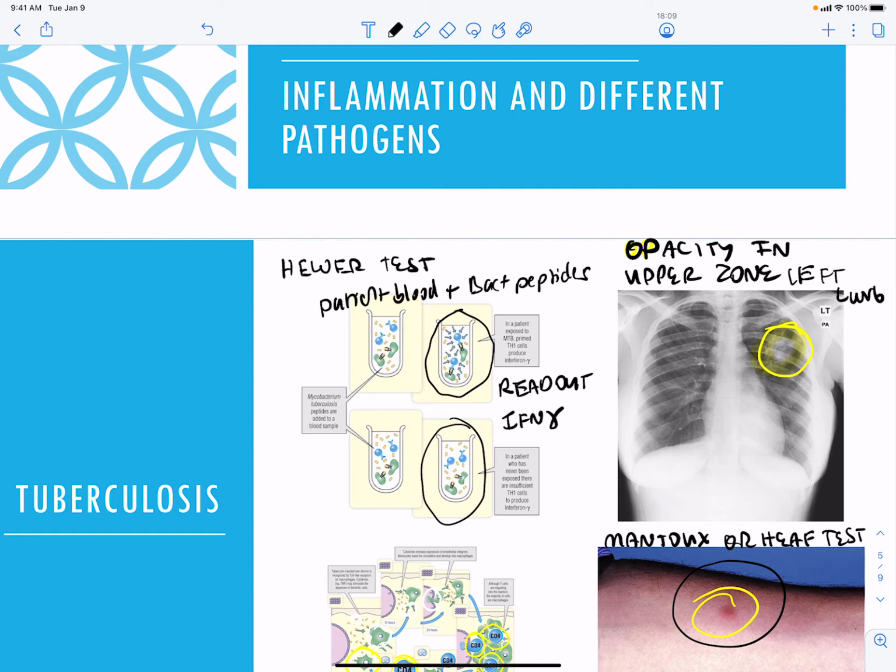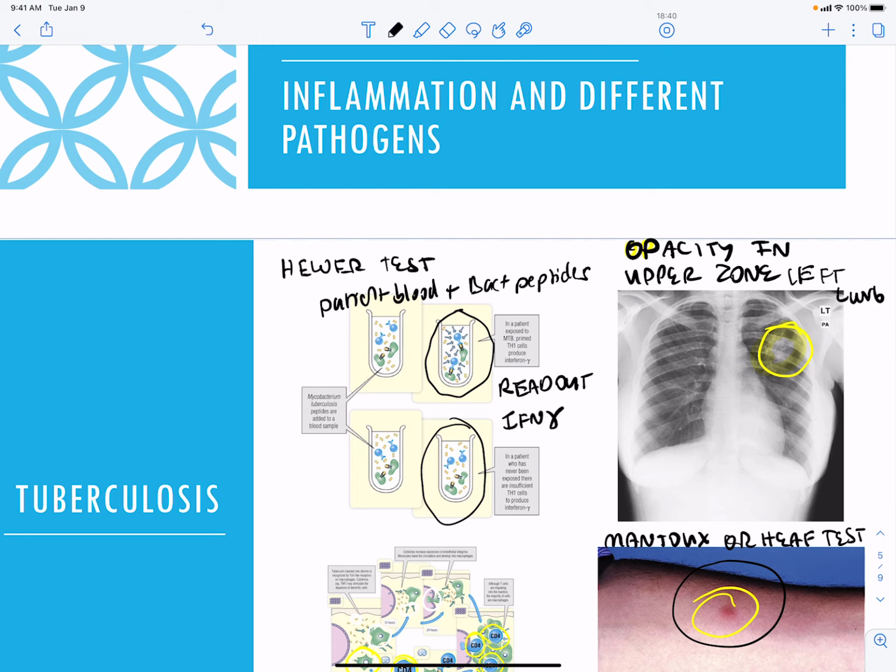Okay, and so this would be if you had a positive skin test or a positive Heuer test, and you have this image of your lungs from a chest radiograph, then that would be a clear indication that somebody has tuberculosis, or, not surprisingly, the vaccine. The vaccine will not create this large of a lesion in your lung. Vaccine, though, is chronic, and we'll talk more about that when we talk about vaccines.